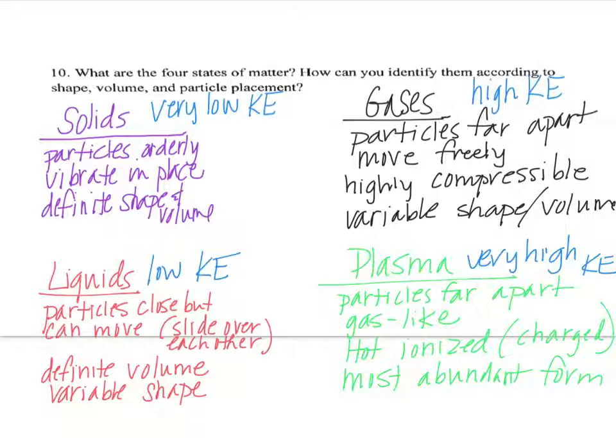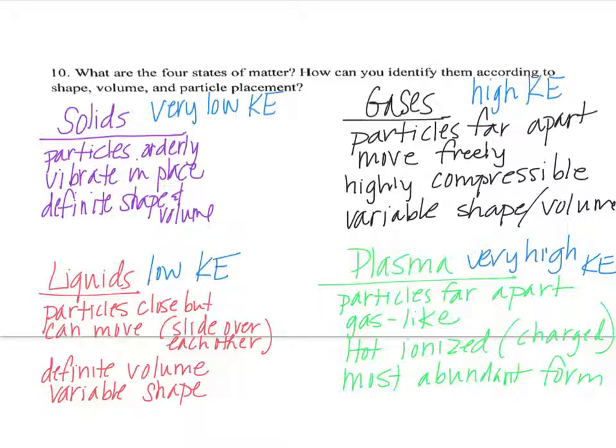Liquids also have a low kinetic energy. Their particles are close together, but they can move, and we think of them as sliding over each other, and that's why they have that ability to flow, because they can slide over each other. They have a definite volume, but they have a variable shape, and remember, they take the shape of their container.